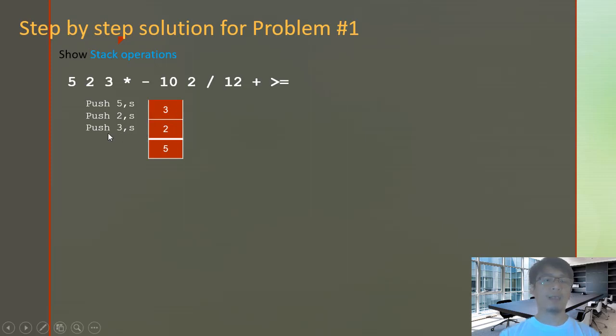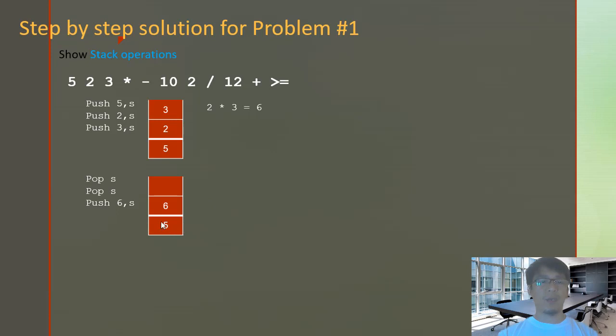Because 3 was the last push, next we have the asterisk. When we encounter an operator, all you have to do is evaluate it first, which means we pop 2 values, then evaluate, then push the result. As you can see here, we have 2 and 3, so in our stack operation, we pop 2 values and push 6 into our stack.